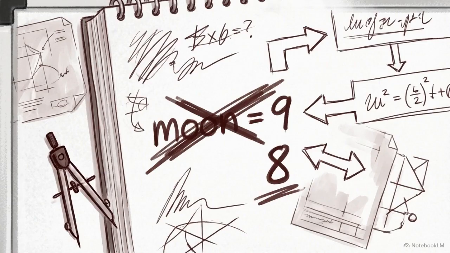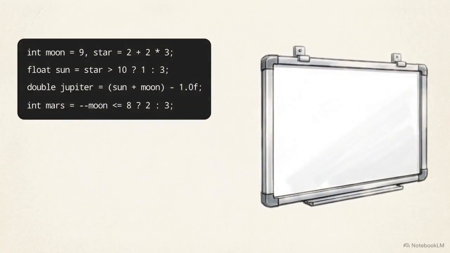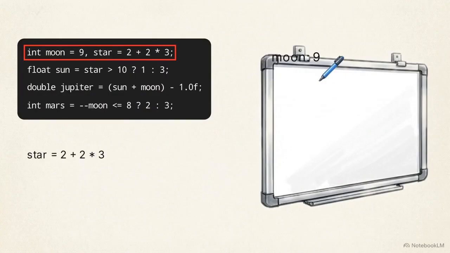Once a snippet compiles, the exam attacks your ability to track variable state changes over time. Take this dense block of math, ternary operators, and consecutive reassignments. We track the state visually. Moon starts at 9, and star starts at 8. Strict operator precedence forces the multiplication to occur before addition.